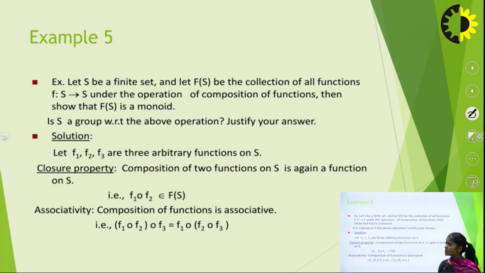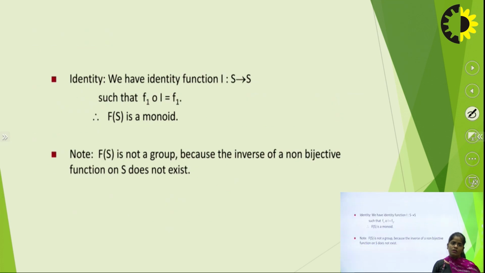Now come to the next example. Let S be a finite set and Fs be the collection of functions under the operation of composition of functions. Composition of functions means f o g, g o f, which operates on more than one function, right? So justify whether it will become a group or not. Yes, it is closure in nature because the resultant function will be a part of that collection, right? Associative, yes, composition is always associative in nature.